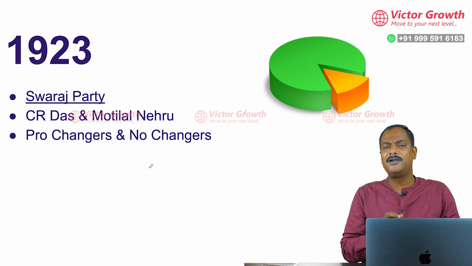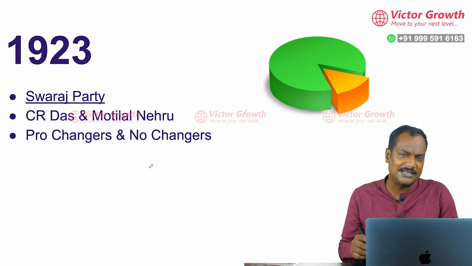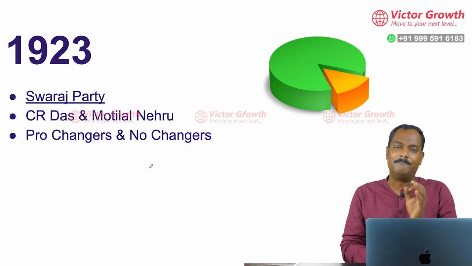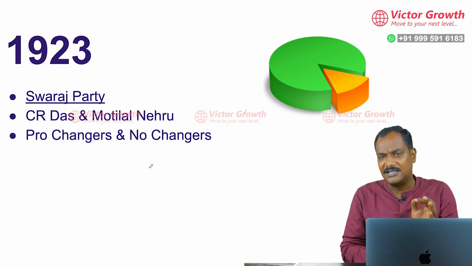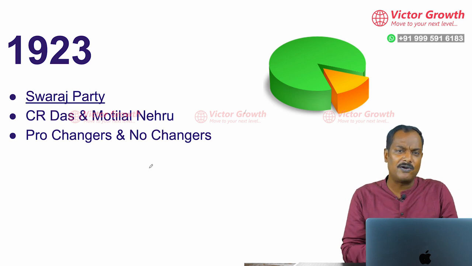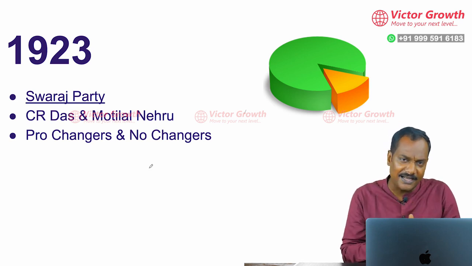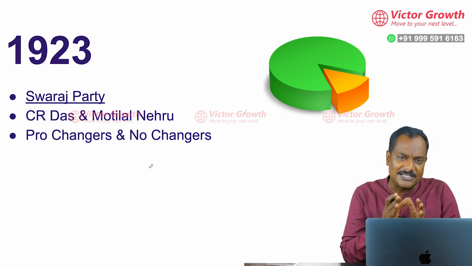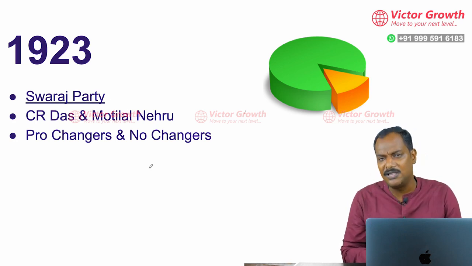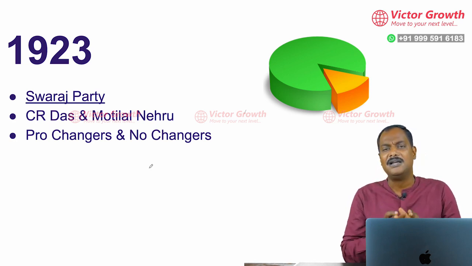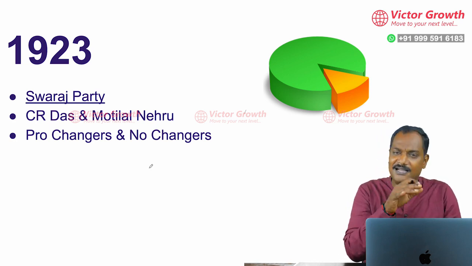At this point, two people, C.R. Das and Motilal Nehru, came forward and said, let us stop the boycotting of elections. Let us take part in the election. Let us get into the assembly. From there, we can boycott all the bills and the resolutions of the British. We can create protest inside the assembly.